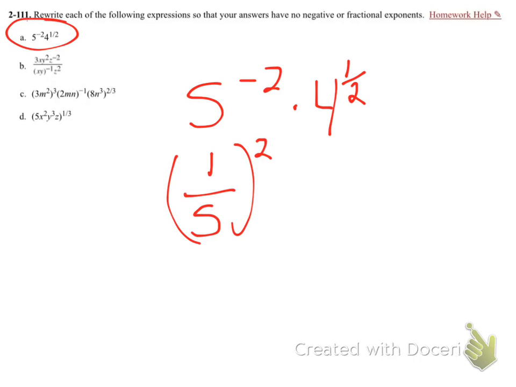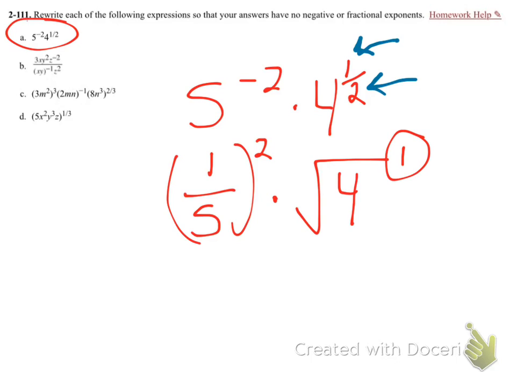A fractional exponent, right here, when we deal with that, we're taking that root, so the second root, or the square root, and it is then put to that power. So this can be rewritten as the square root of 4 to the first power. And we don't necessarily need to have this first power here. Everything is to the first power, so that can actually just be taken off.